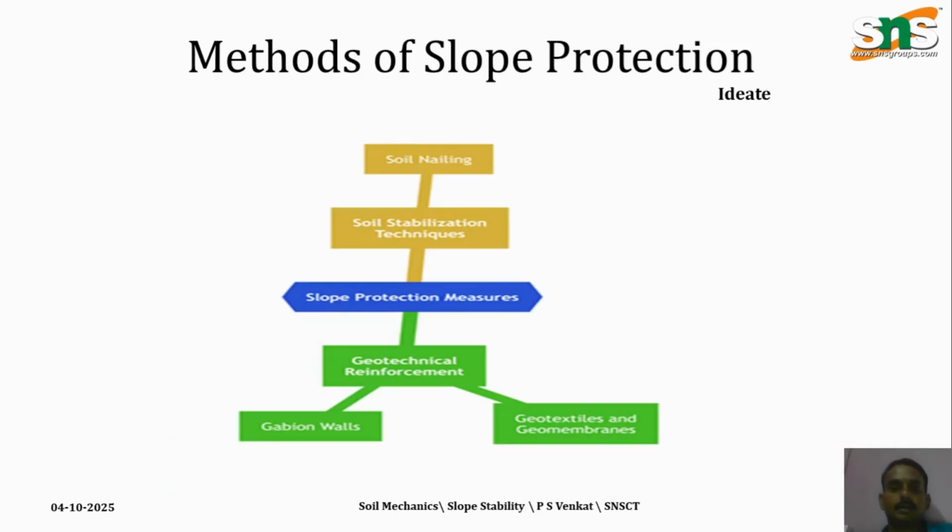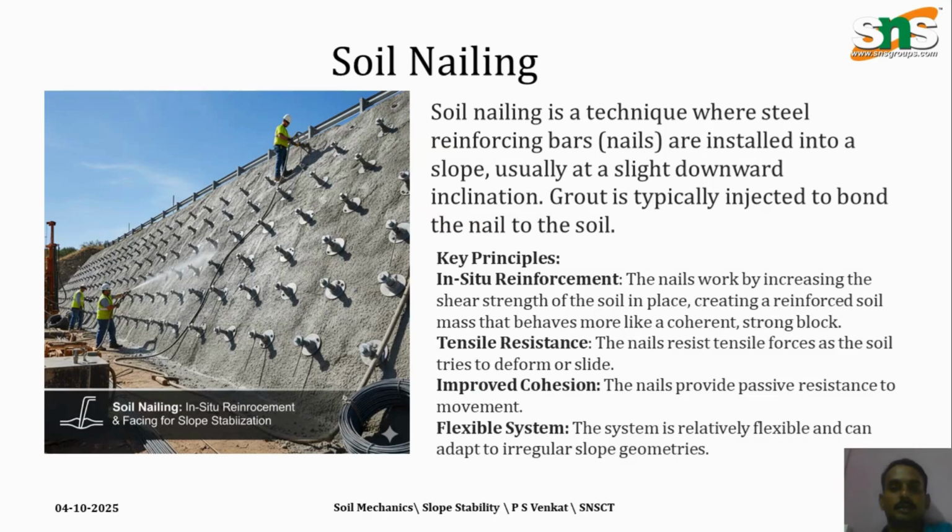So the various methods are soil nailing, geotextiles and gabion walls. One of the methods is soil nailing. It is a technique where steel reinforcement bars are introduced at an inclined position and shotcrete is inserted inside the holes. That process is called grouting, and the key benefits are that it improves tensile resistance of the soil, and also improves cohesion and provides flexibility.